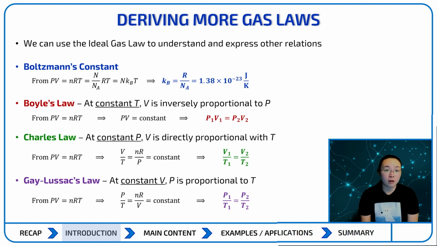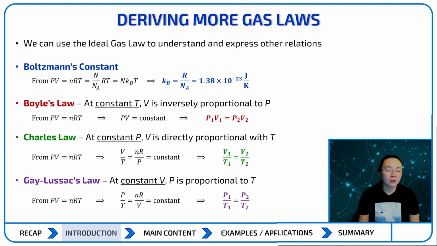We have another law called Boyle's law. If at constant T, your volume is inversely proportional to P. So in this condition, what we're saying is P times V is always constant. So if P times V is always constant, then what I can assume is that, if I'm comparing two different systems, I have P1V1 is equal to P2V2. That's because they're always constant.